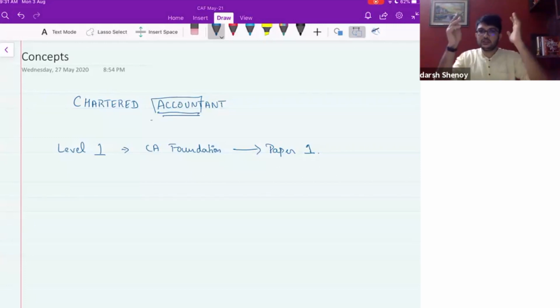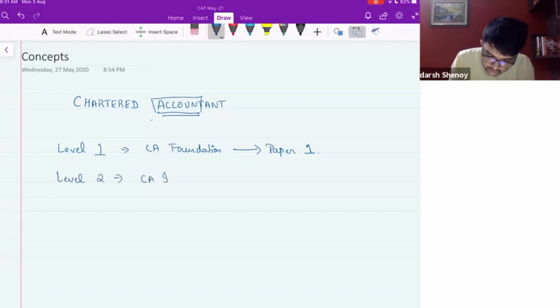But the institute is making it clear. ICAI, our governing body, is making it clear that you're going to be accountants. You're going to be experts. So focus on CA Foundation accounts only first. Then level 2, which is CA Inter.